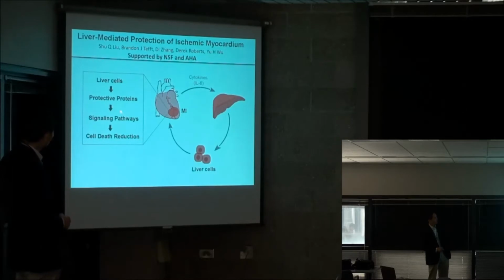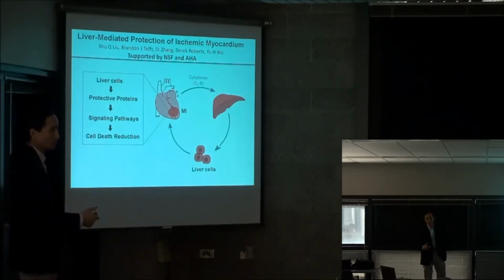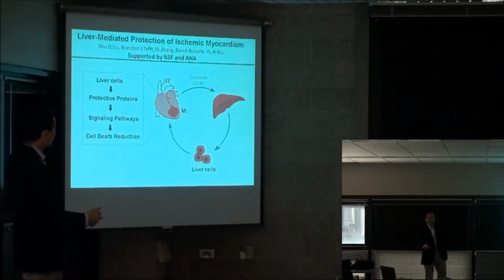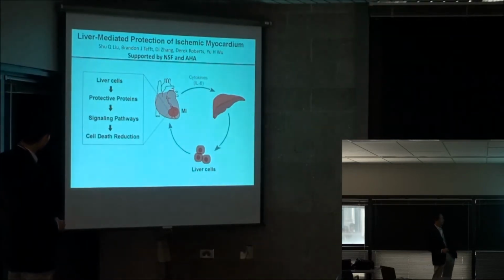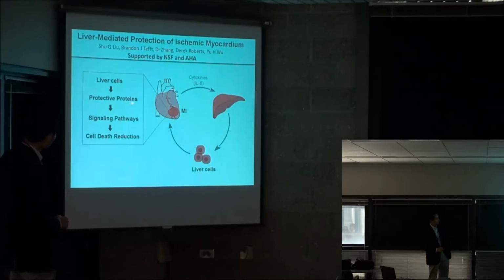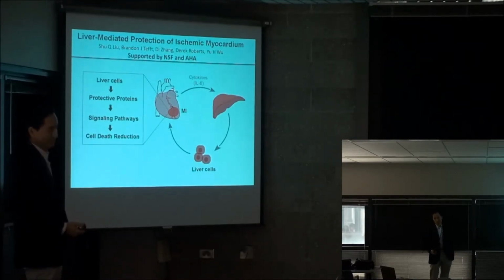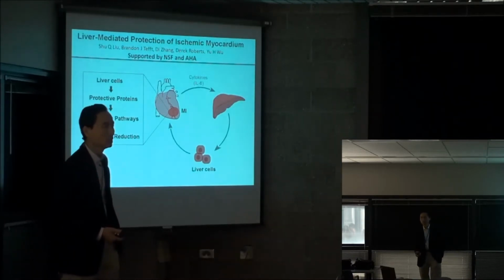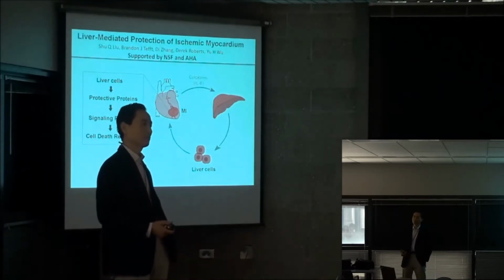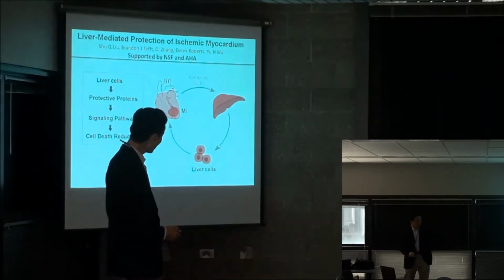And what the liver cells do in the broken heart is upregulate and release some protective proteins. These are secreted proteins, small proteins released to the extracellular space. These protective proteins will act on various signaling pathways in the injured myocardium, and eventually will reduce cell death and protect ischemic myocardium from death or injury.